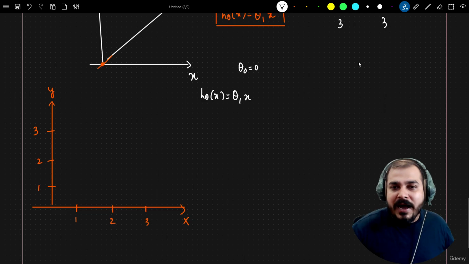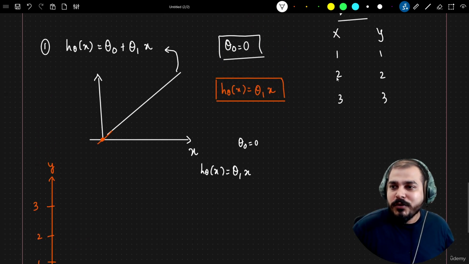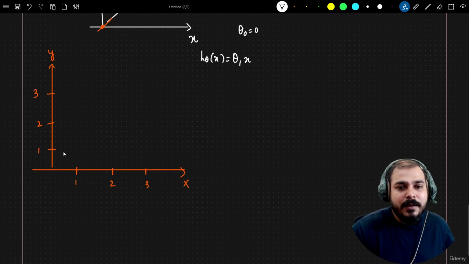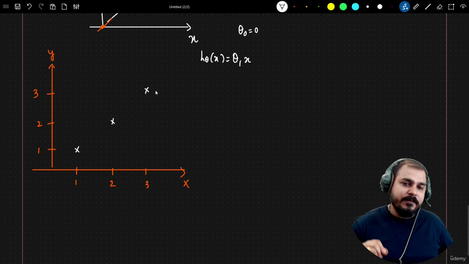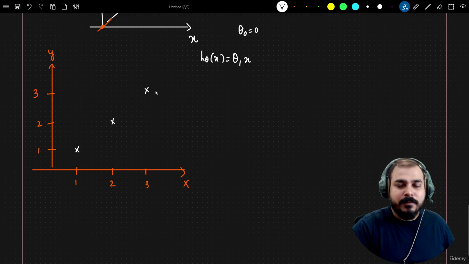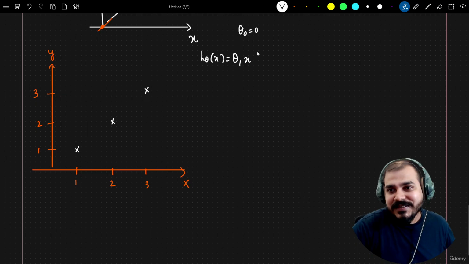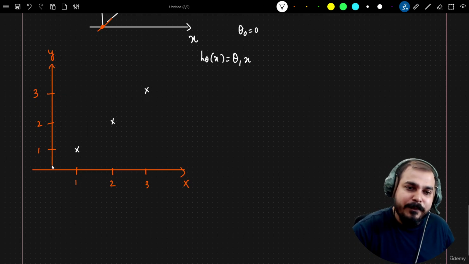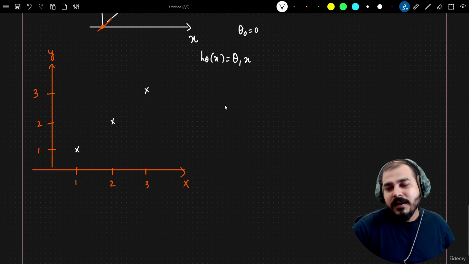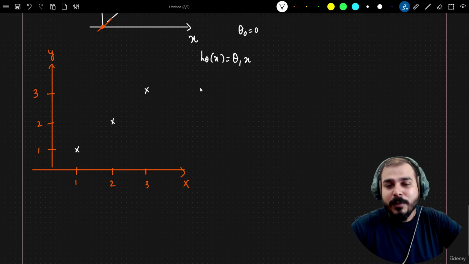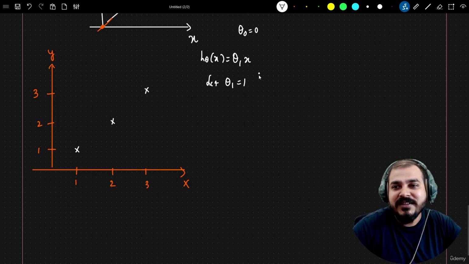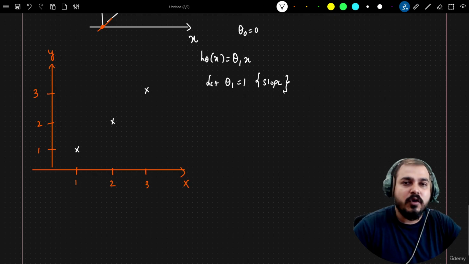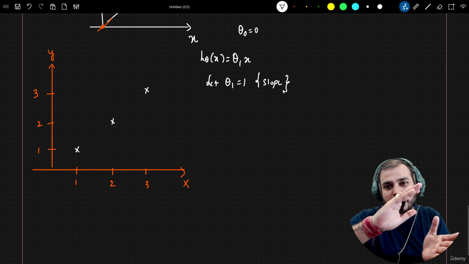Okay, so I have my data points. My data points are 1, 1, 2, 2, 3, 3. So let's go ahead and plot them. Here is 1, 1, then this is 2, 2, and this is basically 3, 3. Now that I have these data points, I am going to use the equation of a straight line to plot my best fit line. Now let's consider, we need to initialize theta 1 with something. So let theta 1 be equal to 1, because this is my slope. We have to initialize the slope, and later on we will keep changing the slope to get different best fit lines.